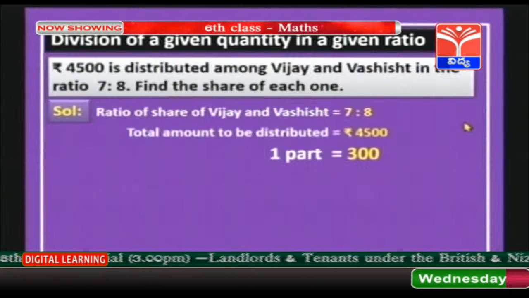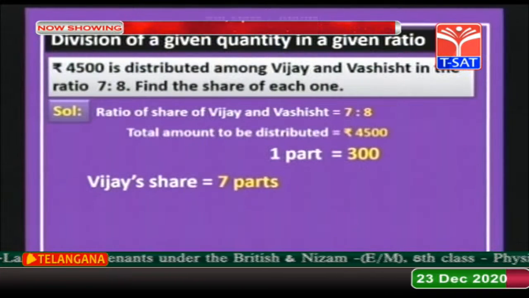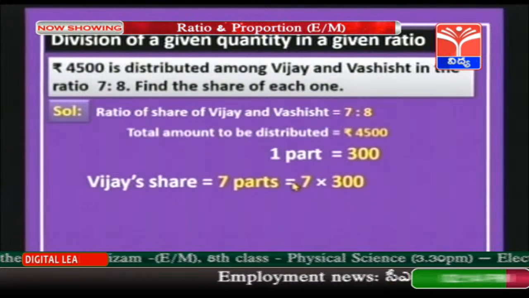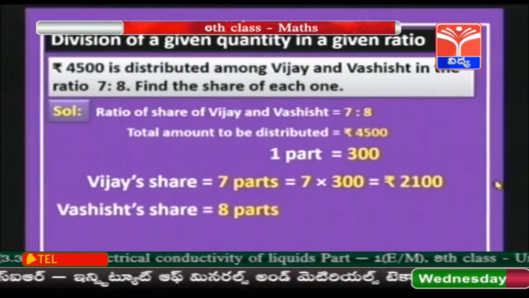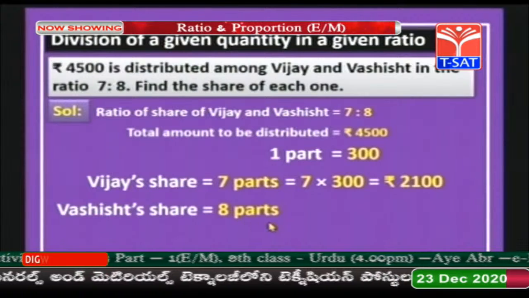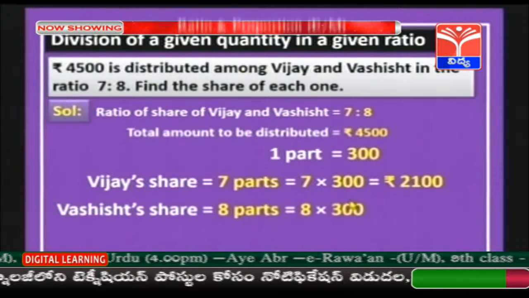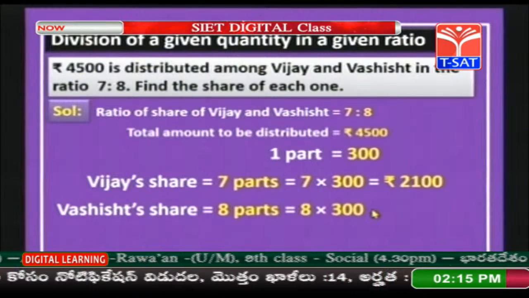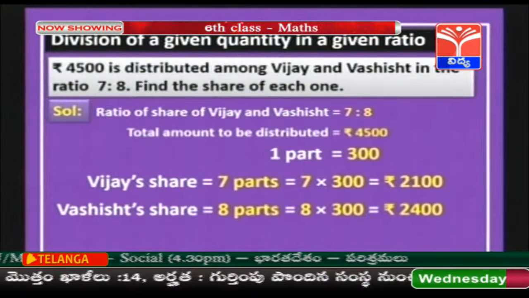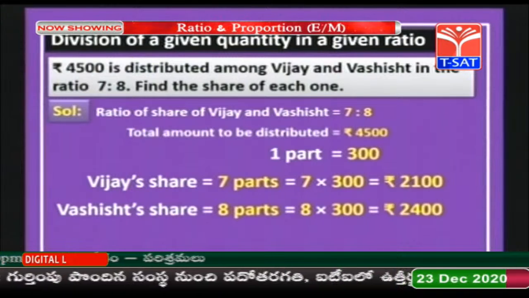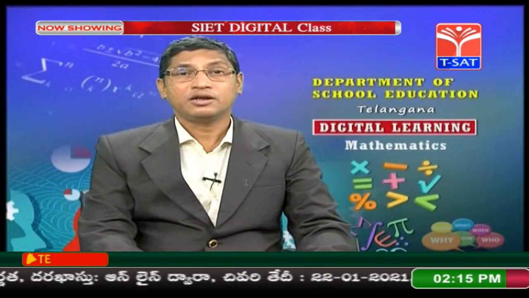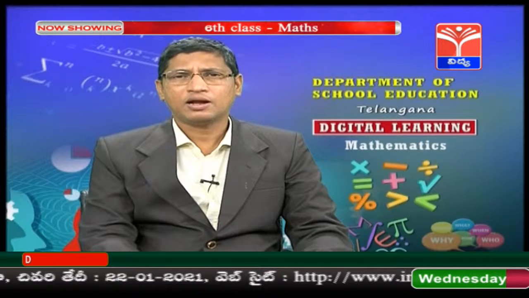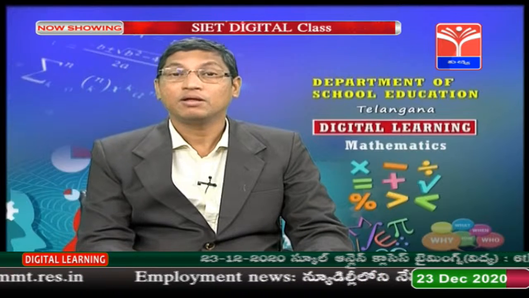Now let us find out their share. So Vijay's share is 7 parts. One part is 300, so 7 parts will be 7 into 300, which gives us 2,100. Now what about Vasisht, children? Yes, he has 8 parts. That means 8 into 300 gives us 2,400. So therefore Vijay's share is 2,100 and Vasisht's share is 2,400. Got it, children? Till now we have seen the concept of ratio and various situations of how to find the ratio. Let us move on to our next concept, that is proportion.